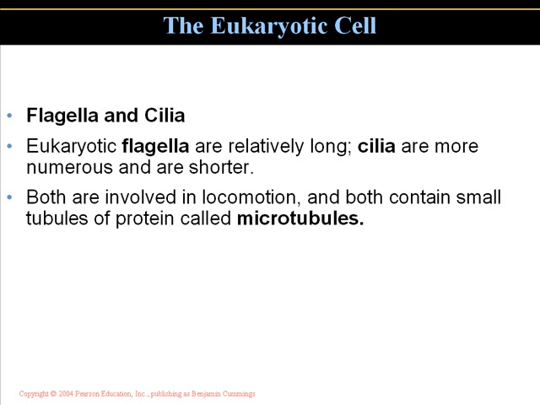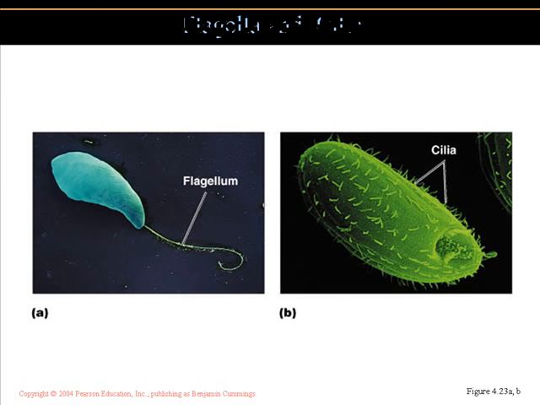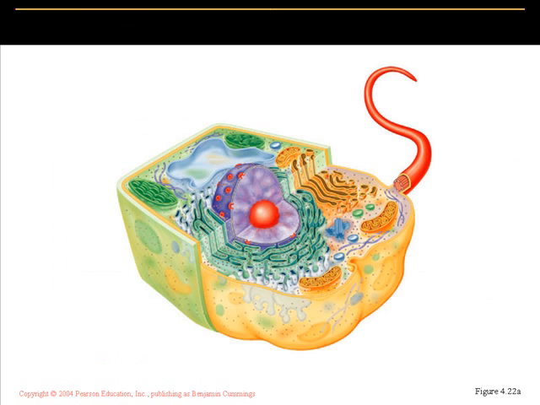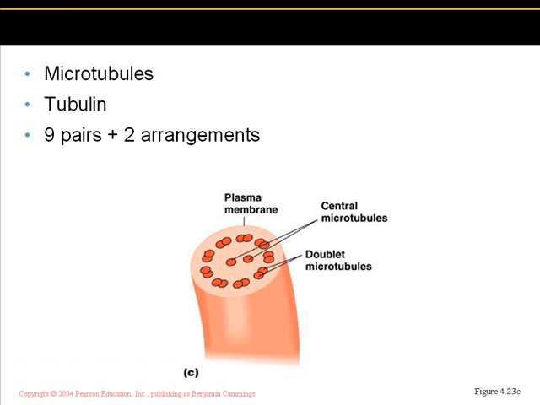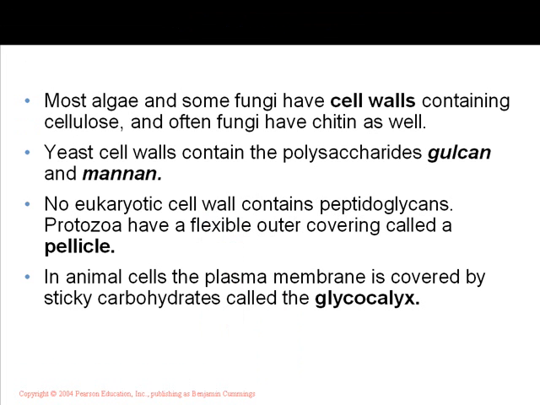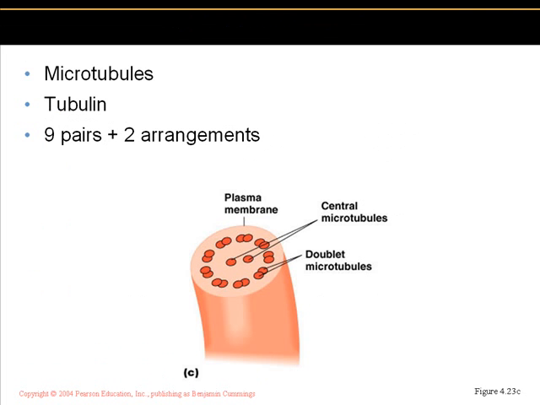Cilia you may be familiar with from when we talked about the respiratory system in AMP1 and AMP2. Cilia are the tiny hair-like projections that move substances through a process of locomotion. Both cilia and flagella are involved in locomotion, and both contain small tubules of proteins referred to as microtubules. Examples of flagella, as you see on the left, and cilia, as you see on the right. Microtubules, the arrangement of the tubulin in these cells, is 9 pairs plus 2. You've already reviewed this in AMP1.